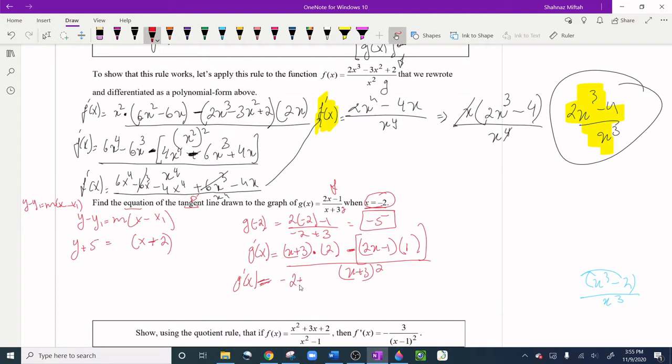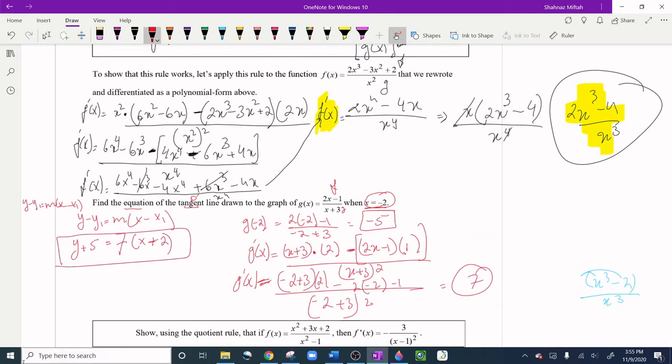So I have -2 plus 3 for the derivative, 2 goes, then I have 2 times -2 minus 1, and of course that 1, and in the bottom I got -2 plus 3 and everything squared. So when I solve this whole thing, I got 7. So 7 is my derivative, is my slope, and this is what the answer is.